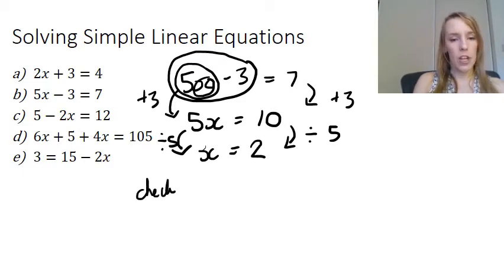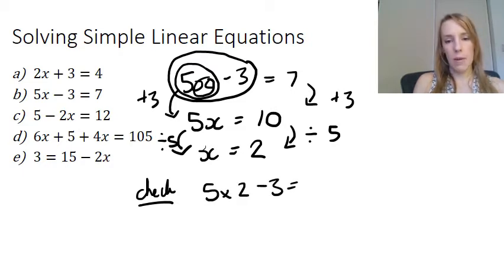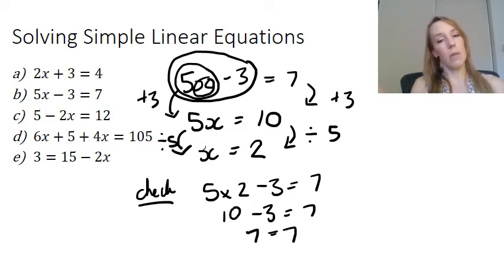Again, we will want to check our solution. So 5 times 2 take 3 equals 7. 5 times 2 is 10. So does 10 take 3 equal 7? Yes, 7 equals 7. So we know our solution is correct.